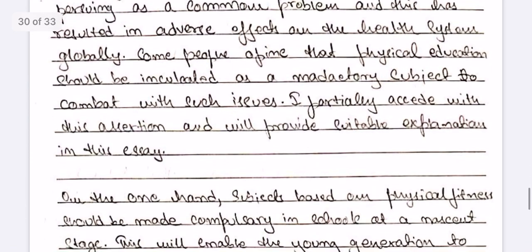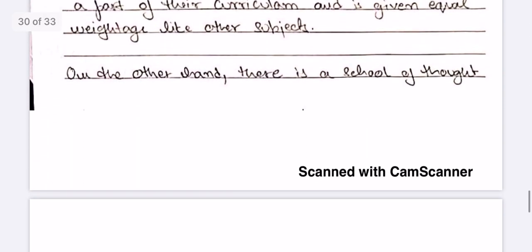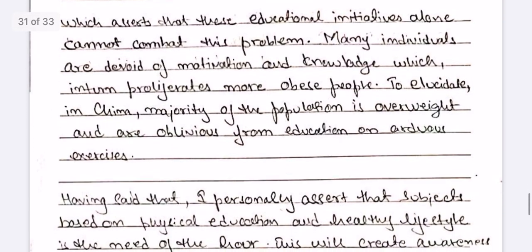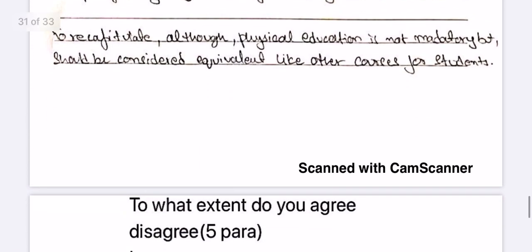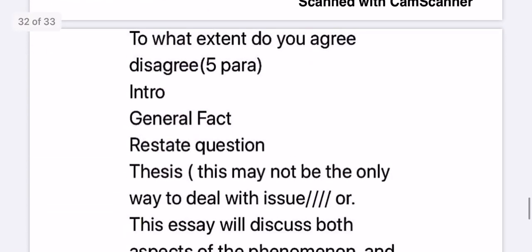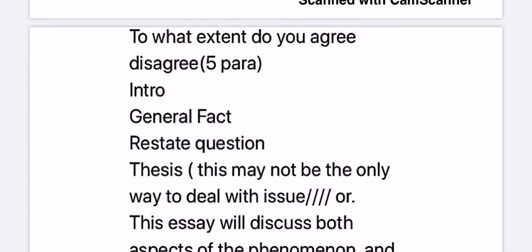Here is another example. You can go through this example also. There might be a couple of punctuation mistakes, spelling mistakes. Still, you can see that the examiner is accepting those mistakes. Despite those mistakes, these students have scored 7 or 7.5 band.